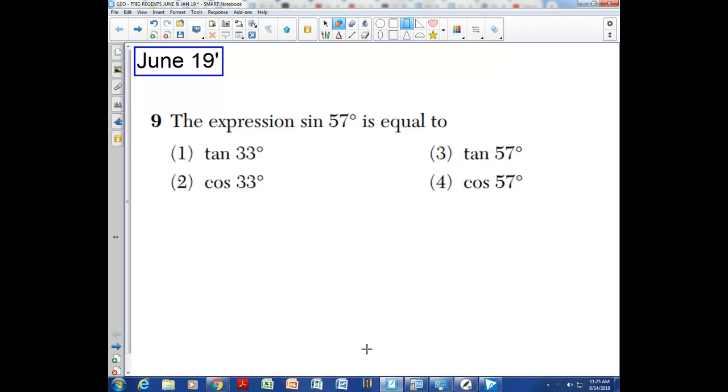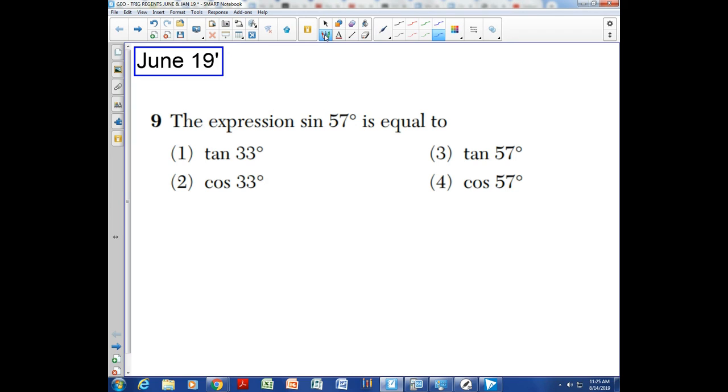June 19th, question number 9. The expression sine of 57 degrees is equal to. Well, one thing to remember about sine and cosine is that in any triangle, the sine of one angle will be equal to the cosine of its complement, meaning the angle that adds up to 90 degrees.